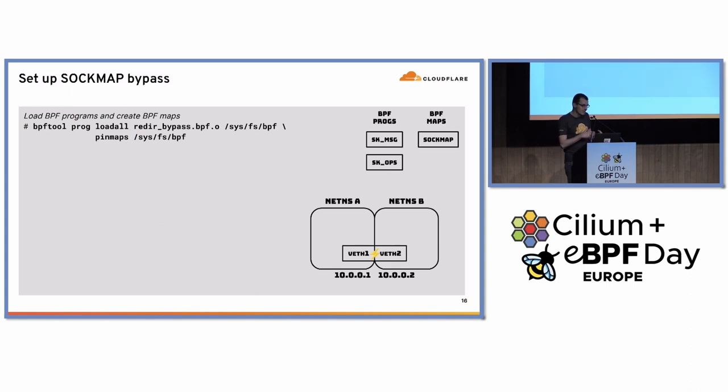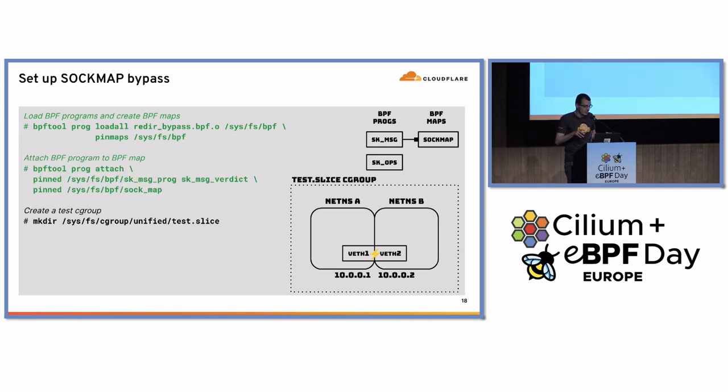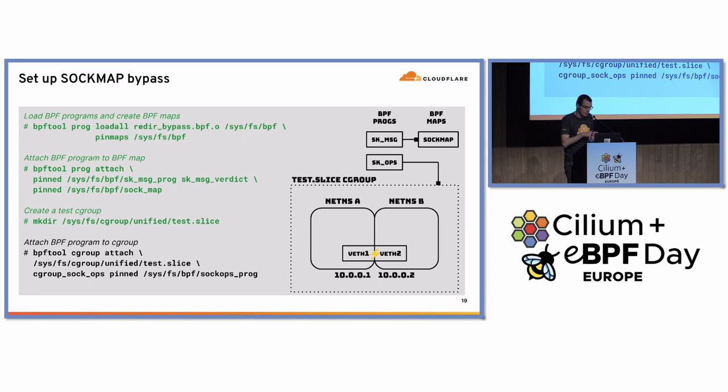Now we're going to repeat the same experiment, but this time using the Sockmap bypass. To set that up, first we need to load a couple of BPF programs and create a BPF map. We're going to talk about these programs and maps later. Then we need to do a little bit of setup. We actually need to attach one of the programs to a BPF map. And we need to do one more thing. We need to create a cgroup so that we'll be able to get our hands on the sockets and configure the splicing. One last thing, to get our hands on the sockets, we also need to attach another BPF program to that cgroup. We're going to talk about that later as well.